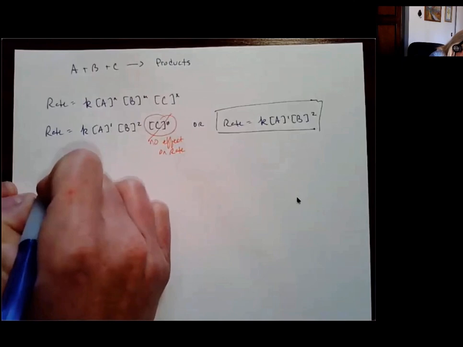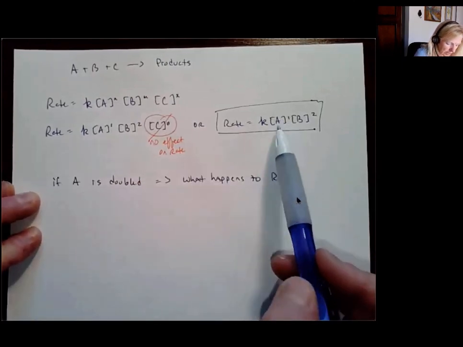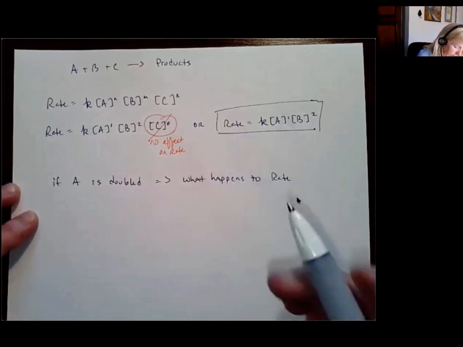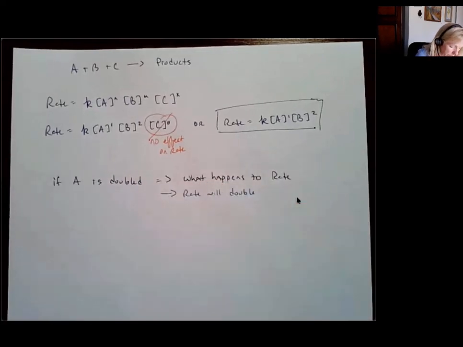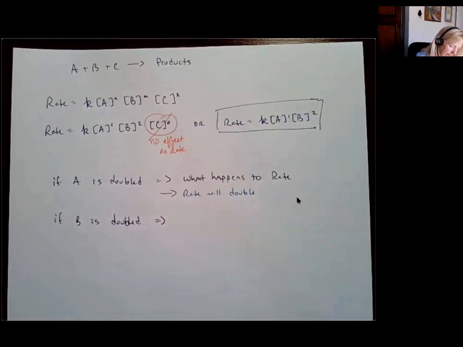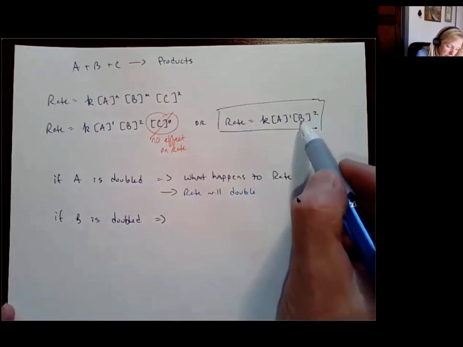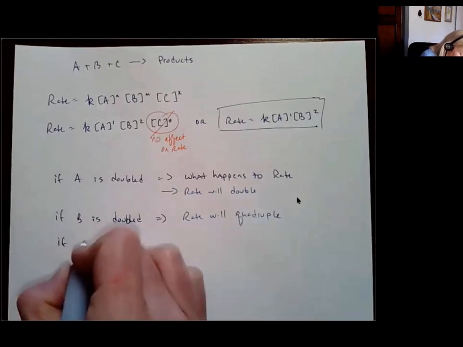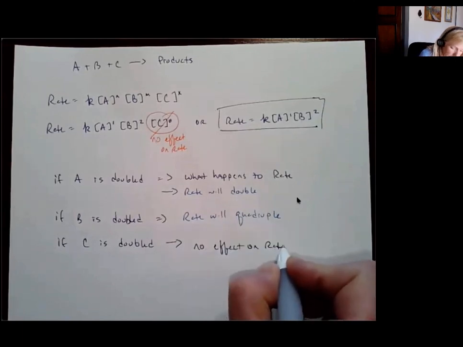What happens if A is doubled? What happens to the rate? If A is doubled, since A is first order, then the rate is also going to double because these are proportional. So if A is doubled, then my rate will double. If B is doubled, what will happen to the rate? Let's say I keep A constant and I double B. B is second order, so as B doubles, B is squared, so my rate will quadruple. Let's say if C is doubled. Since C is 0 order, there'll be no effect. So my rate will stay the same.